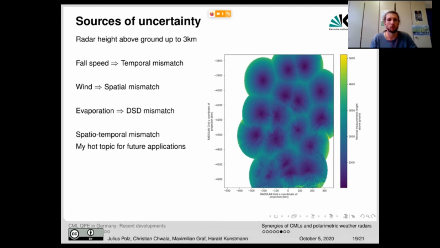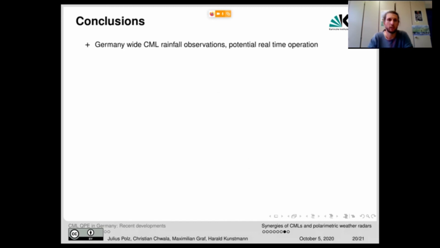For all my future applications where I try to merge CML and radar products, or where I try to fill gaps when radar is very strongly attenuated behind a rain core, I'm trying to focus on this spatiotemporal mismatch. Our chance is that we have, with these microwave links, a network that is quite dense and spatially integrated near ground. Okay, already at my conclusions.